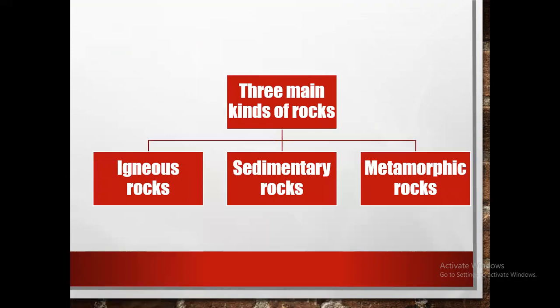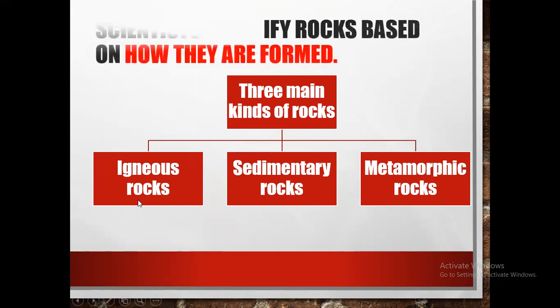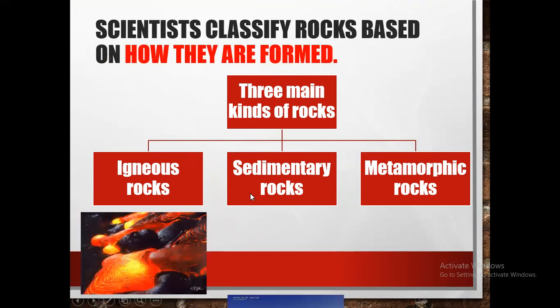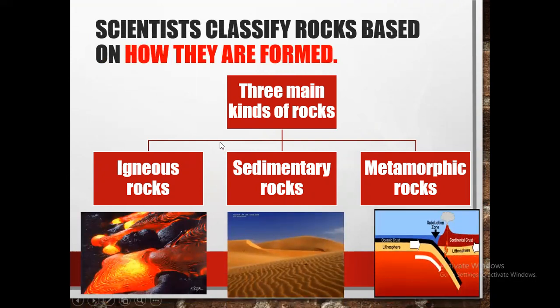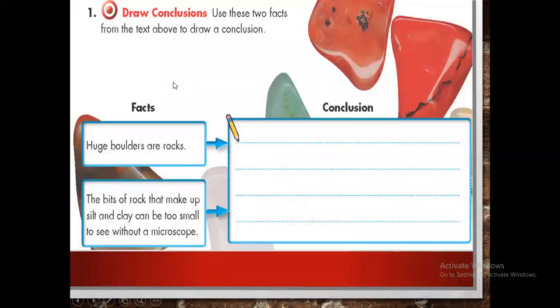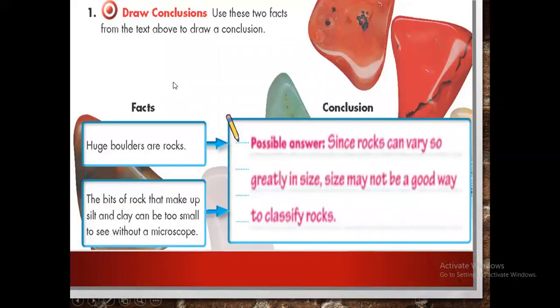We will learn today about the three types, or three categories, of rocks. The first one, igneous rocks. The second one, sedimentary rocks. The third one, metamorphic rocks. And scientists classify those rocks based on what? Based on how they are formed. Let's get into the topic today and talk about how each one is formed.